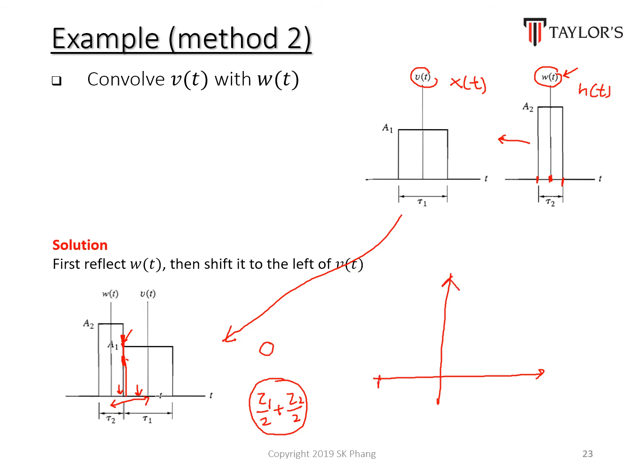at this particular time, this is tau 1 over 2 plus tau 2 over 2, and of course it's a negative number because it's on the left side. Anything before these particular lines are all 0. And it will only start increasing at this point, which we'll see in the next slide.